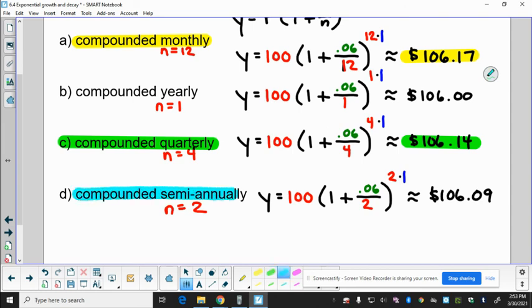That's right, semi-annually. So the moral of the story is if everything stays the same and you can change anything, I guess it would be the compounding periods. The more often you get interest calculated, the more money you will get. Another way to increase the amount of money you get, a better interest rate, a higher interest rate, things of that nature.